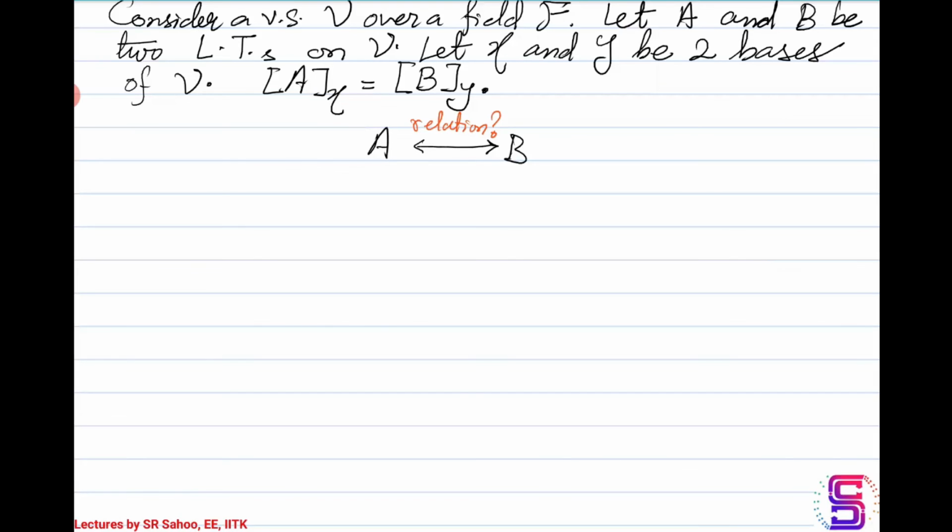So you have a vector space V over a field F. There are two different linear transforms A and B, and consider two different bases X and Y. These bases X and Y and the linear transforms A and B are such that the matrix representation of A with respect to basis X is the same as the matrix representation of B with respect to basis Y. And now the question is, how is A related to B? Okay, so let's try to find out.